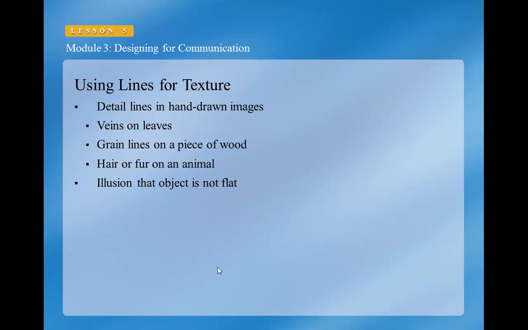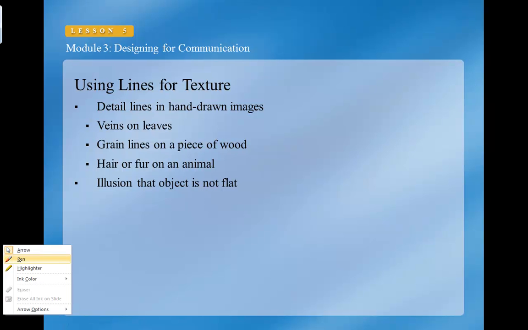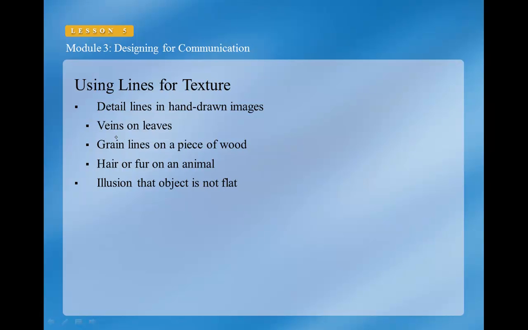Using lines for textures. With this, you can consider lines that are already in nature, like the veins in a leaf. Also, you can look at the detailed lines of hand-drawn images, and that was kind of what we saw on the first website I showed you with those images. Grains of wood also provide texture. Fur or hair on an animal, you could maybe have that as a background. But mainly you want to give the illusion that the object is not flat.